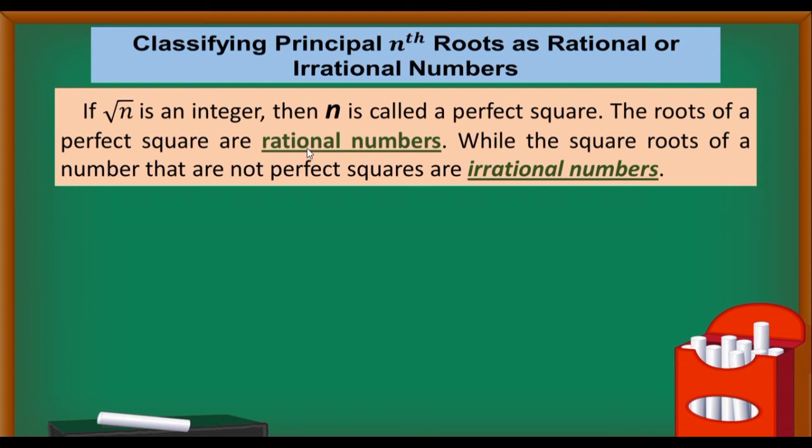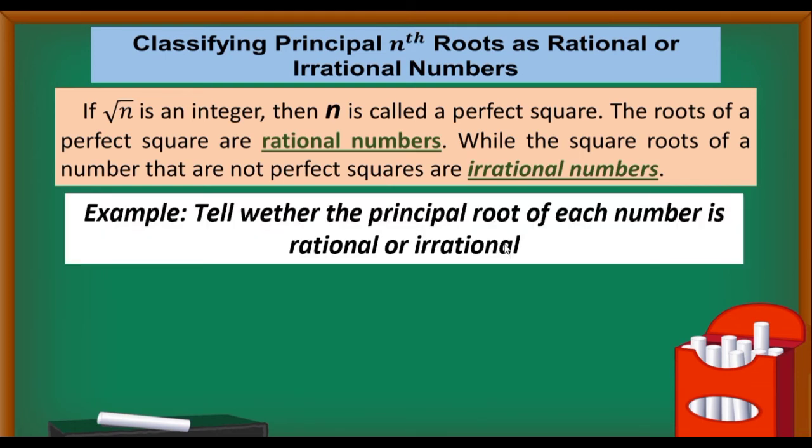Di ba kanina may pinakita tayo na mga squared numbers tapos principal or yung answer, yung perfect square niya. So, kapag daw ang sagot ng square root of n ay perfect square, then that is a rational number. While the square root of a number that are not perfect square are irrational numbers.